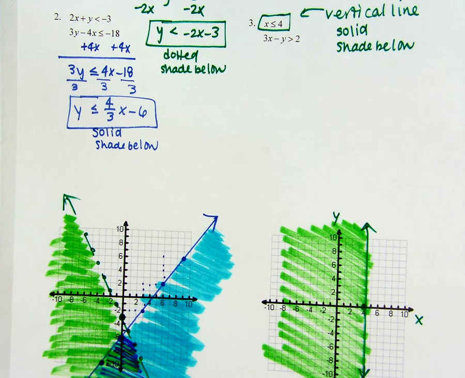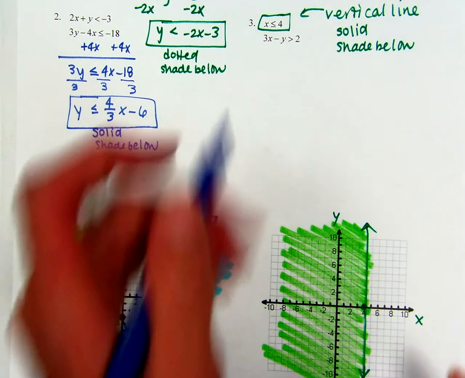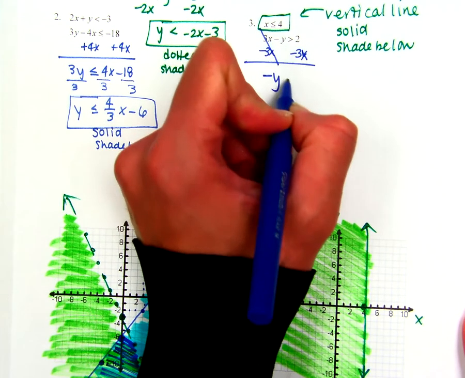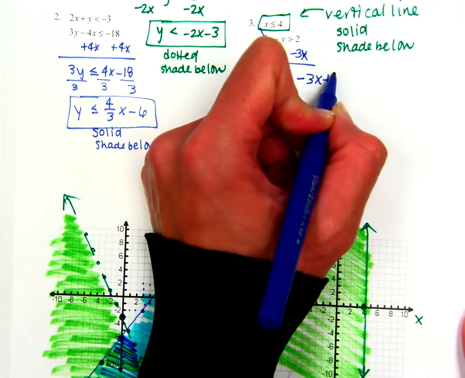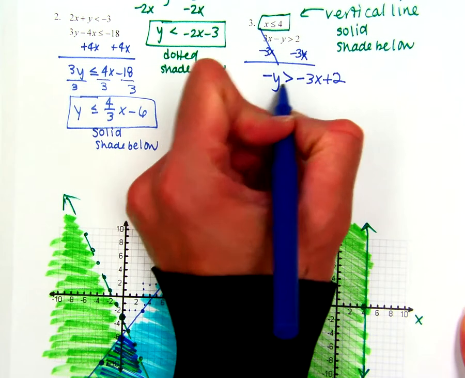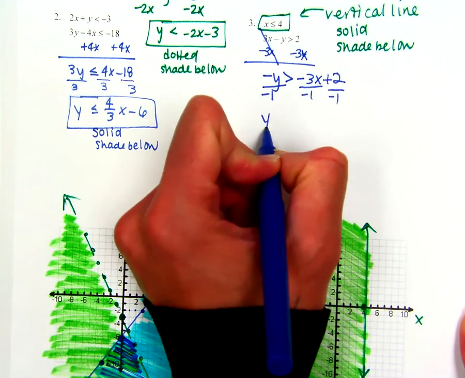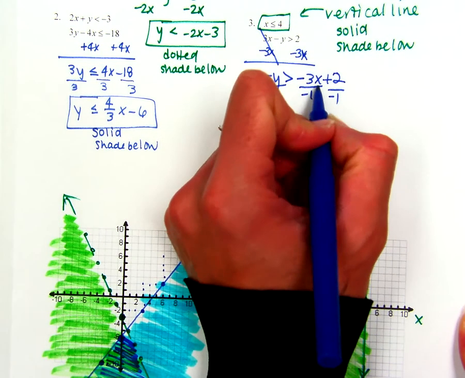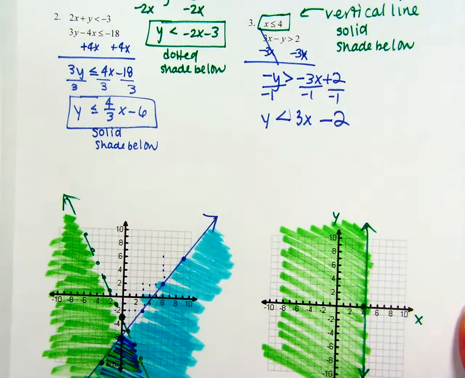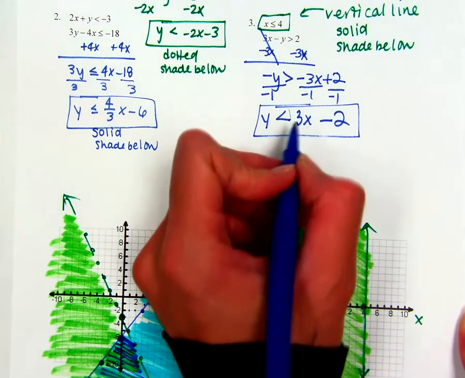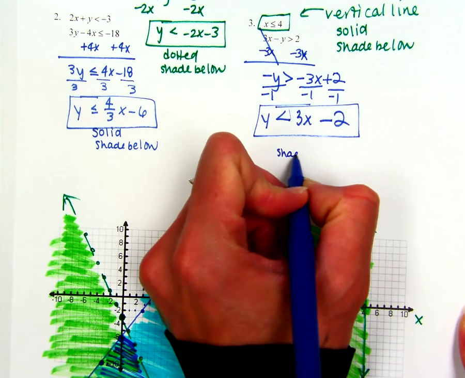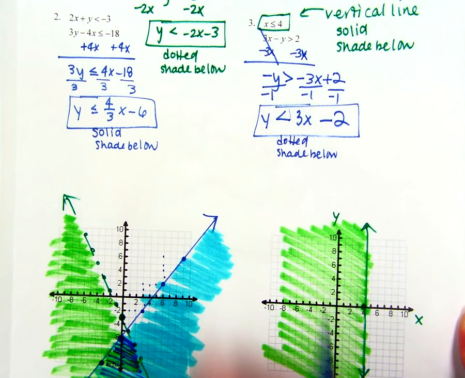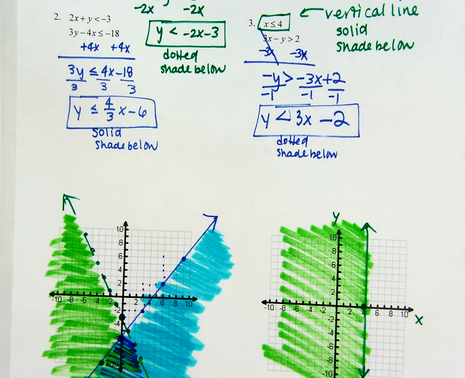And then on the next inequality, I need to solve for y. So I'm going to subtract 3x. I have negative y, don't forget that negative sign, is greater than negative 3x plus 2. Now, I don't have y by itself yet. I need to divide by -1. So I have y is less than. Notice that I divided by negative, so I needed to switch my symbol from greater than to less than. This becomes positive 3x, and this becomes -2. Now I have y by itself. It's less than, so I'm going to shade below. And since there's no line underneath, that means that my boundary line is dotted. And the points on that line are not included in the final solution.